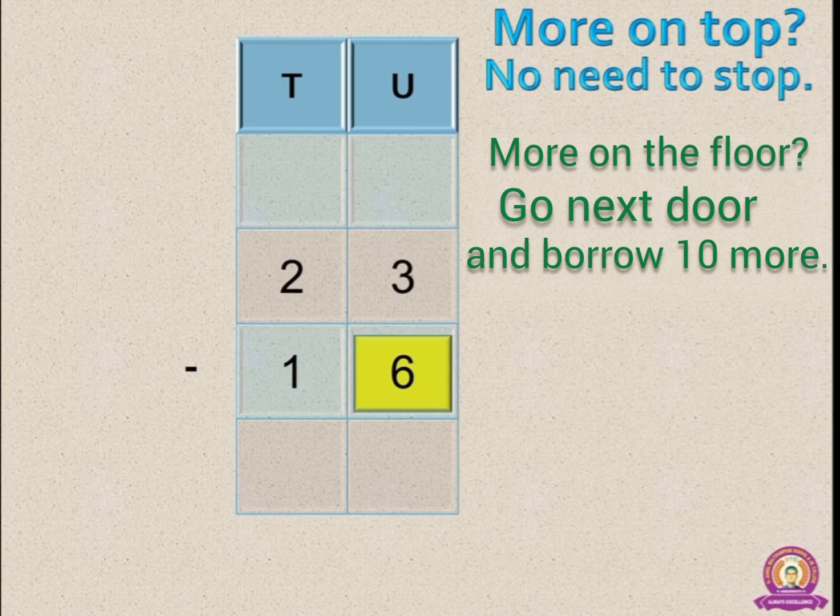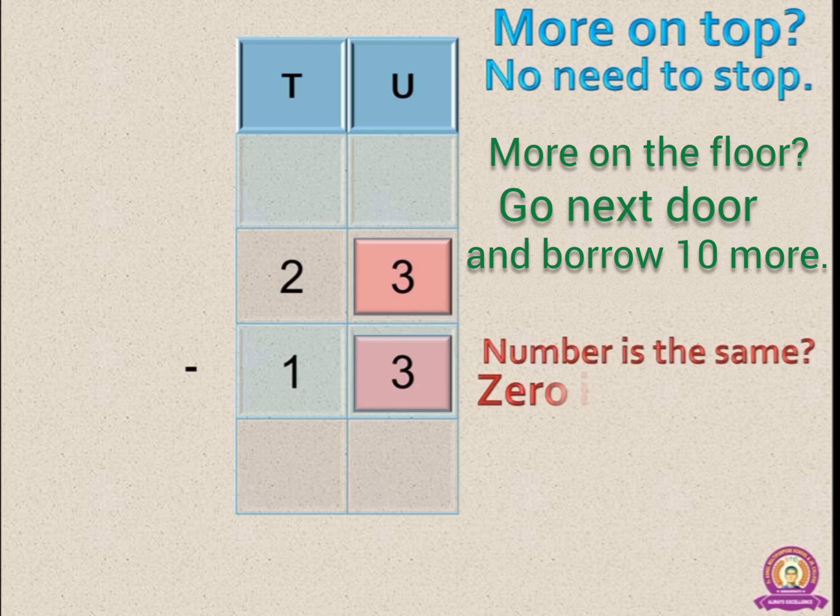When the number in the bottom floor is more than the number on the top, you have to borrow from the neighboring number. Number is the same, 0 is the game. When the number on the top floor is same as the number on the bottom floor, you have to write 0.